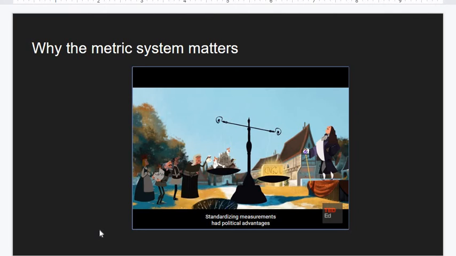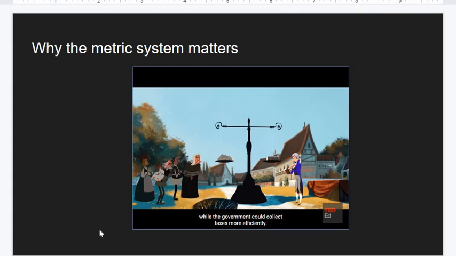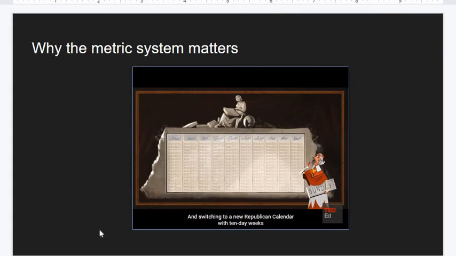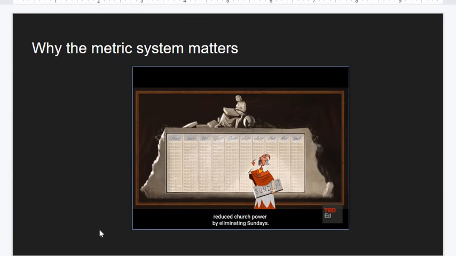Standardizing measurements had political advantages for the revolutionaries as well. Nobles could no longer manipulate local units to extract more rent from commoners, while the government could collect taxes more efficiently. And switching to a new republican calendar with 10-day weeks reduced church power by eliminating Sundays.